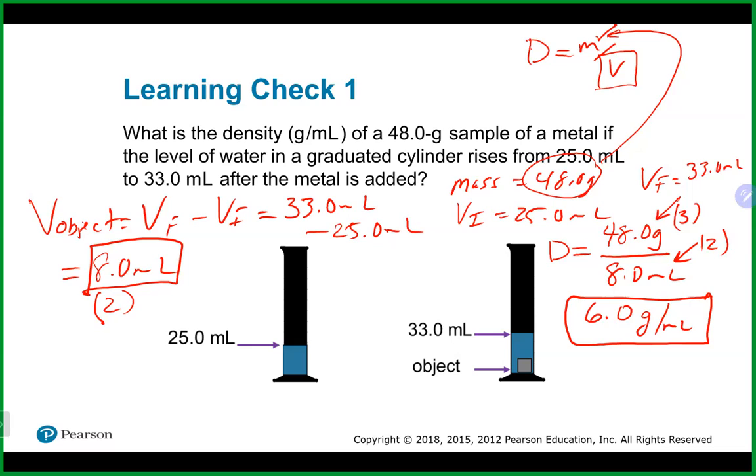So this is a very common way to figure out the volume of an object. Just basically toss it in there. Always take the final minus the initial, and you should be in good shape.